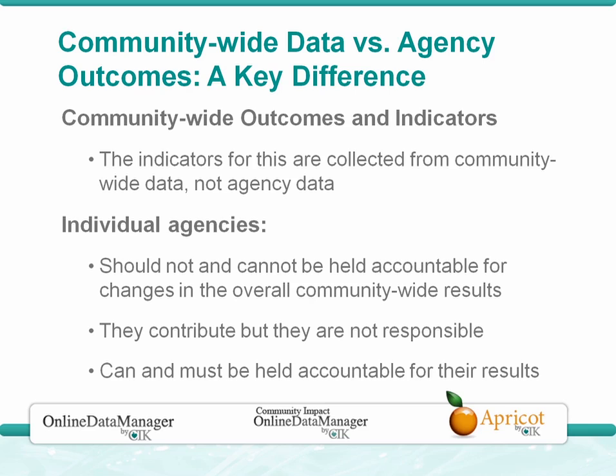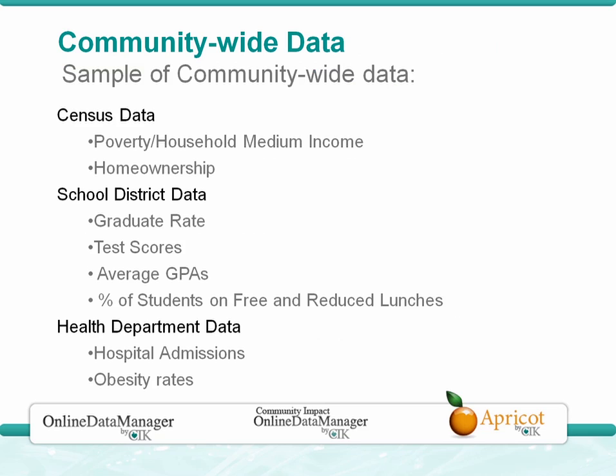And so an individual agency cannot be held responsible for changing the overall graduation rate. But if they have a program where they're serving 100 kids and their goal is to make sure that 80% of them graduate on time, then that agency should and must be held accountable to make sure that that 80% is achieved. And that's why data becomes so important, so they can fine-tune the work they're doing, make mid-course corrections so they can be successful in achieving their outcomes that they identified. So again, community-wide data collected at the community-wide level, not at the program level.